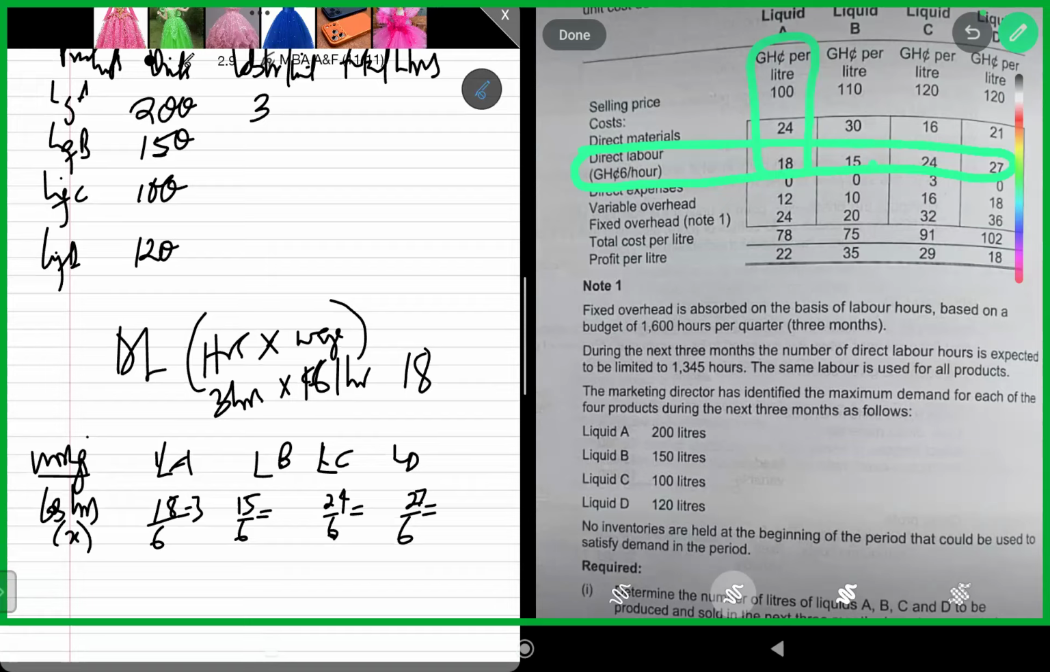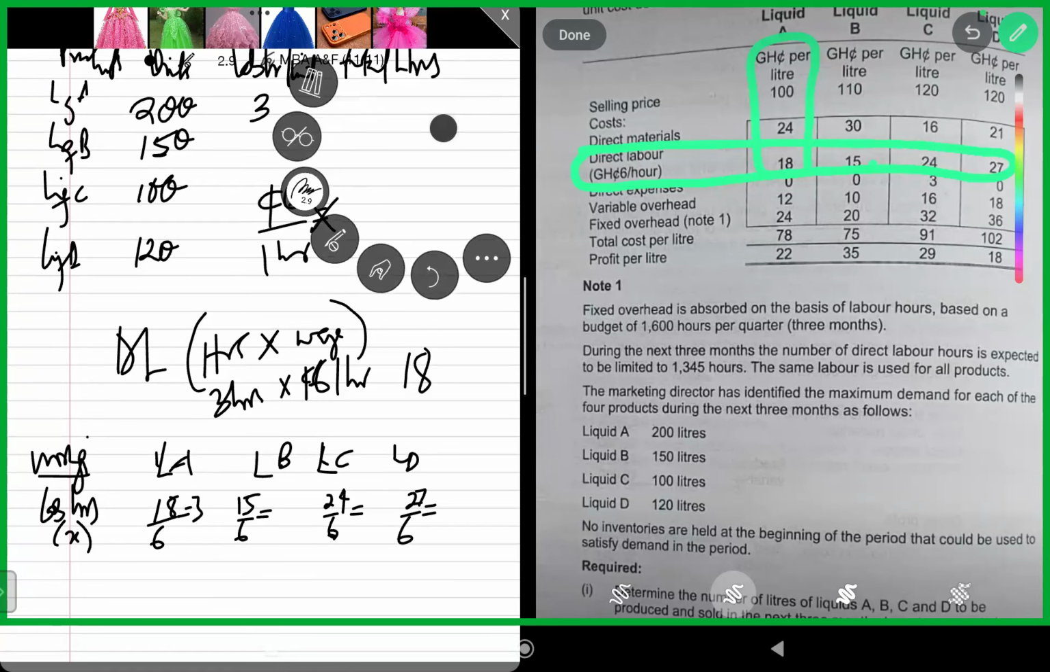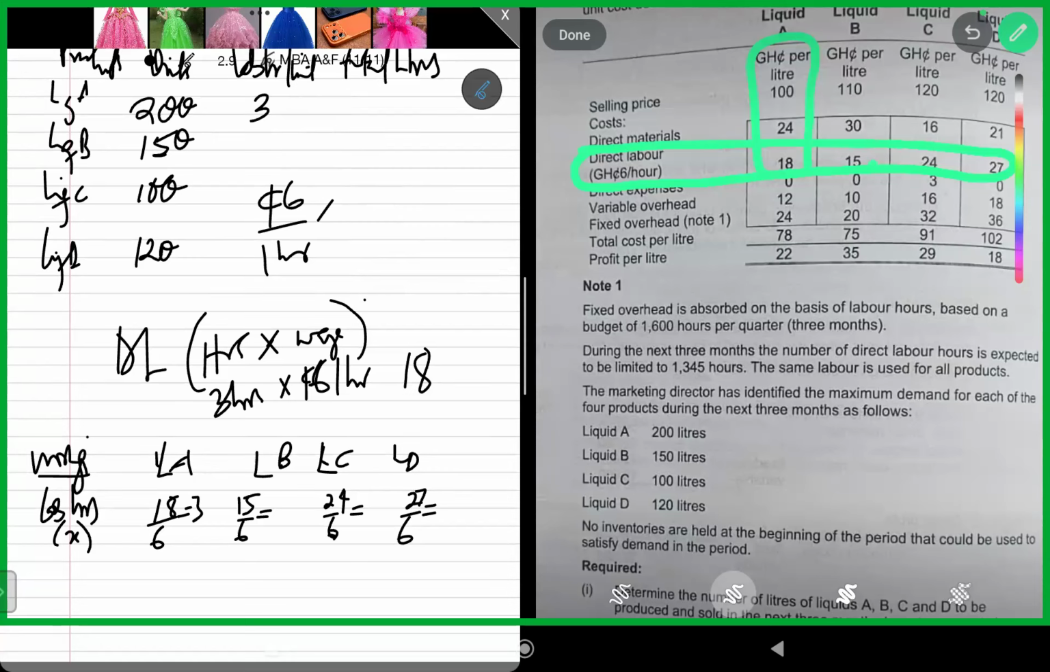Like yesterday when we were learning, we learned that 6 cedis per hour means 6 cedis over 1 hour. And I have to multiply it by a certain figure to get the actual cost. So it's 6 cedis per hour times a certain number to give us 18. What figure do we multiply it by to get 18? That figure must have hours as well. We learned it yesterday, cost driver. So it should be 3, so that the hours cancel. 3 times 6, 18. That's another method we can use.